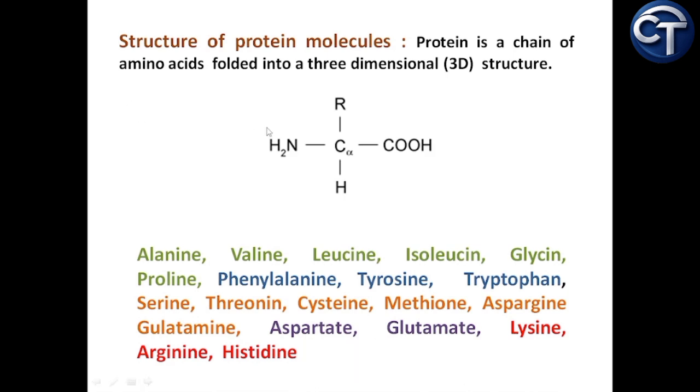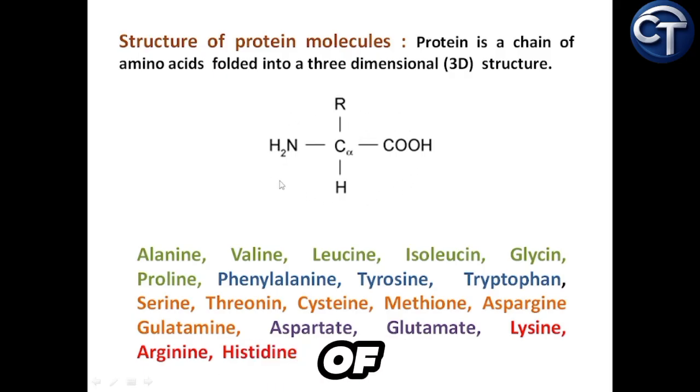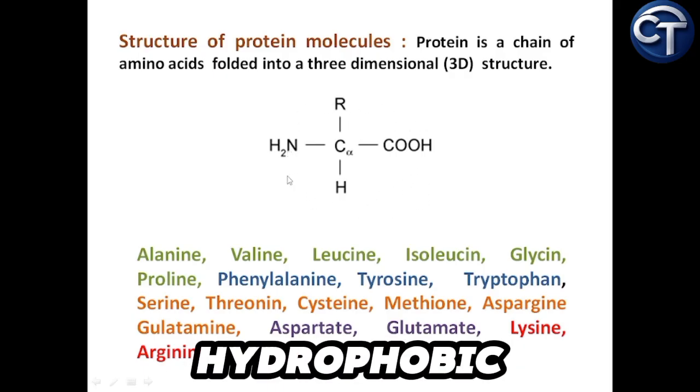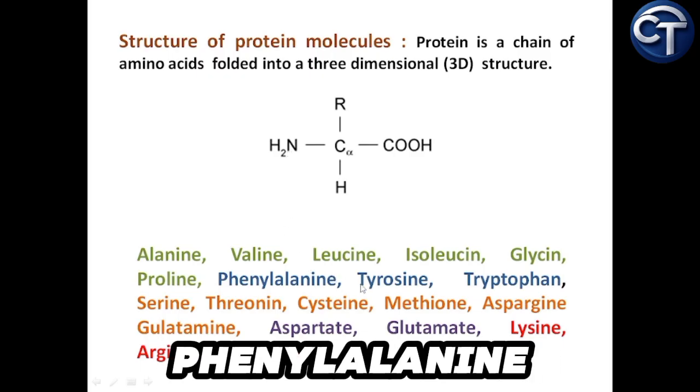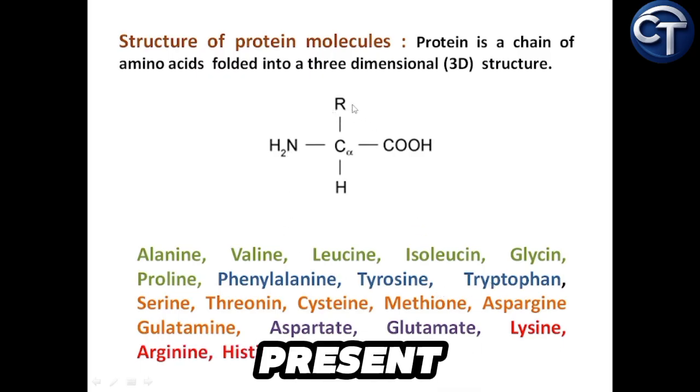Now, the hydroxy groups are present in serine and threonine. From alanine to phenylalanine, these amino acids contain hydrophobic groups in the R position. That's why the overall property of these is hydrophobic in nature. In case of phenylalanine, tyrosine, and tryptophan, the aromatic rings are present in these R positions.